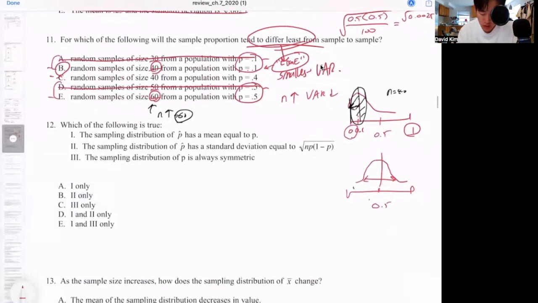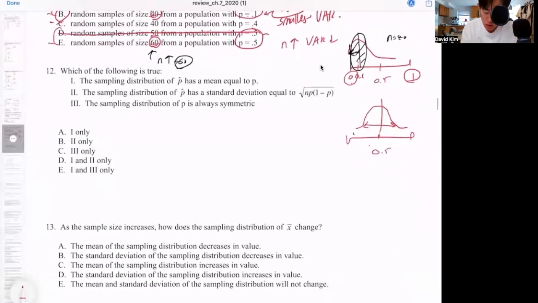Number 12: which of the following is true? The sampling distribution of p-hat has a mean equal to p. First of all, you need to check that off. The sample proportion will always equal the population proportion with many simulations there. The sampling distribution of p-hat has a standard deviation equal to this. Now, I think they made a mistake in saying that it has to be divided by n.